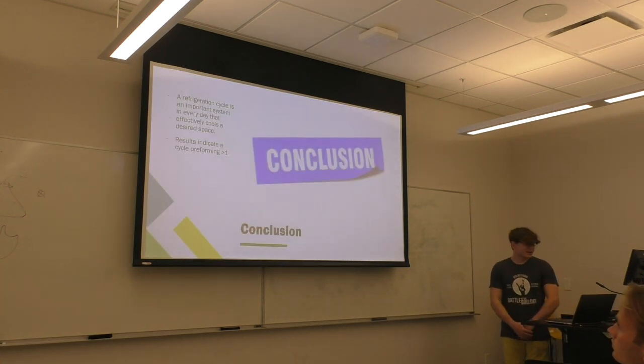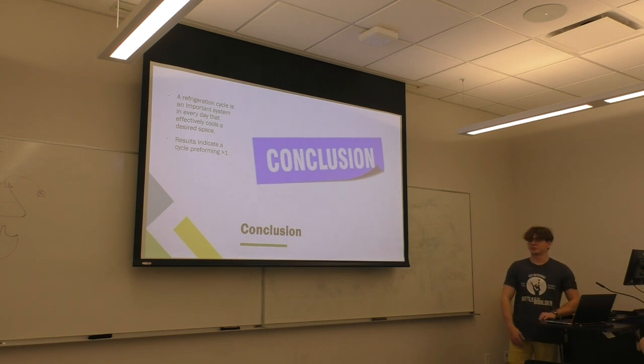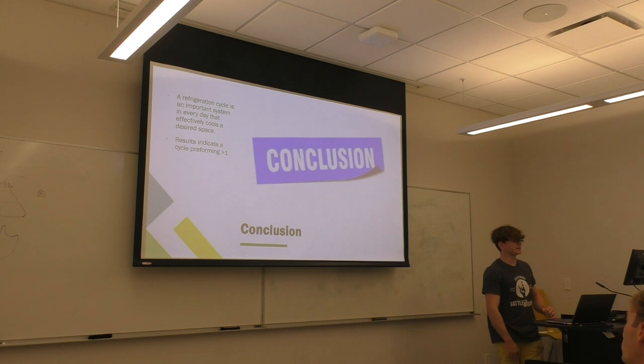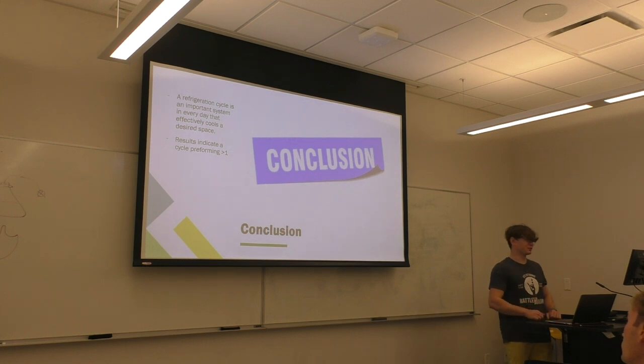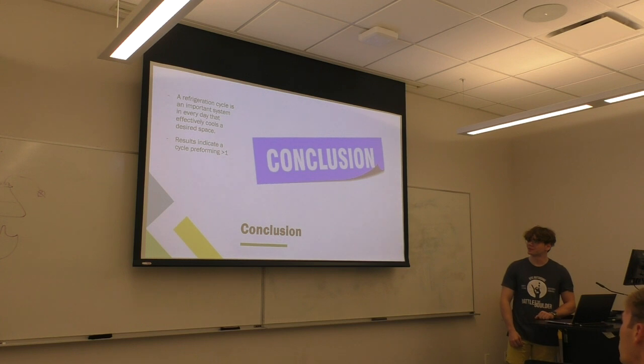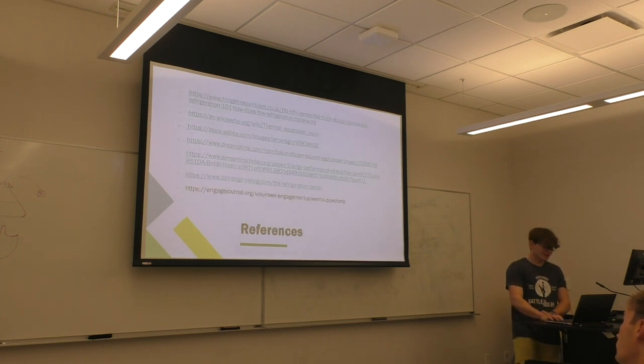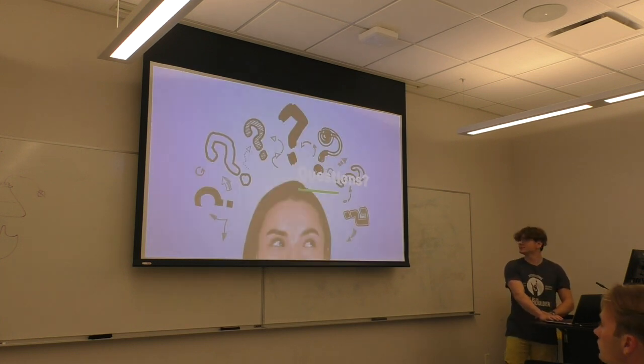So in conclusion, just going back to what a refrigeration cycle does, it's an important system in everyday life. It's an effective tool for keeping a place cool. And our results were good, because they all were greater than 1. Less than 1 is bad. That means we did a bad job and the cycle doesn't really work that well. And these are some of the references used, and any questions?